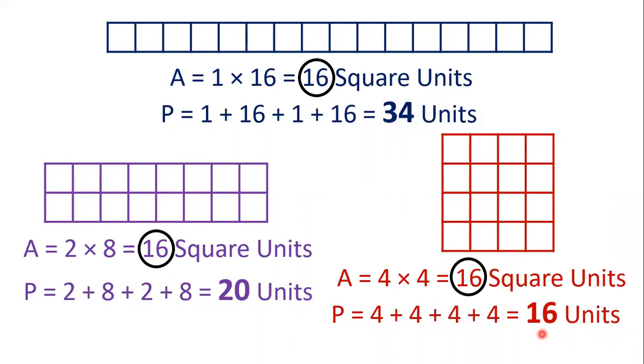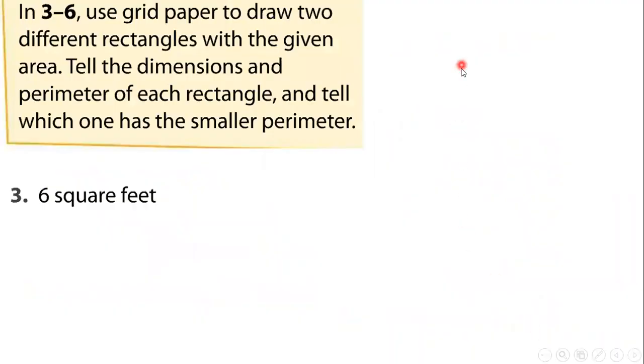Open page 873. In 3 to 6, use grid paper to draw two different rectangles with the given area. Tell the dimensions of each rectangle and tell which one has the smaller perimeter. Question 3. I have to draw two different rectangles with the area of 6 square feet.